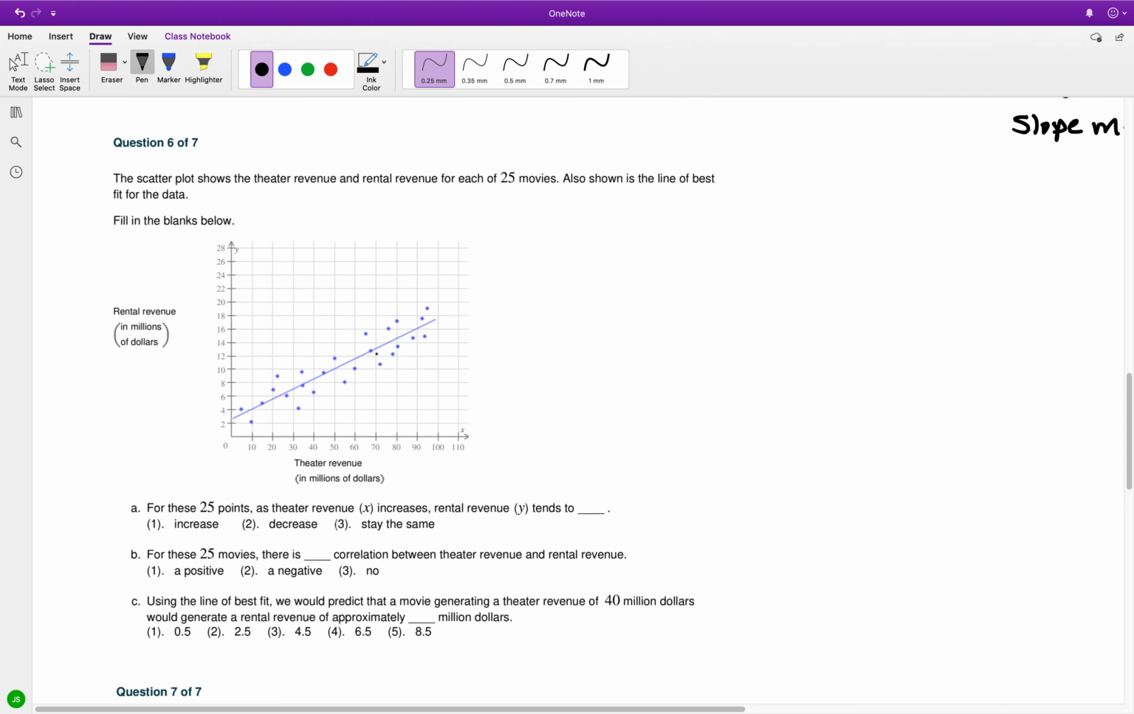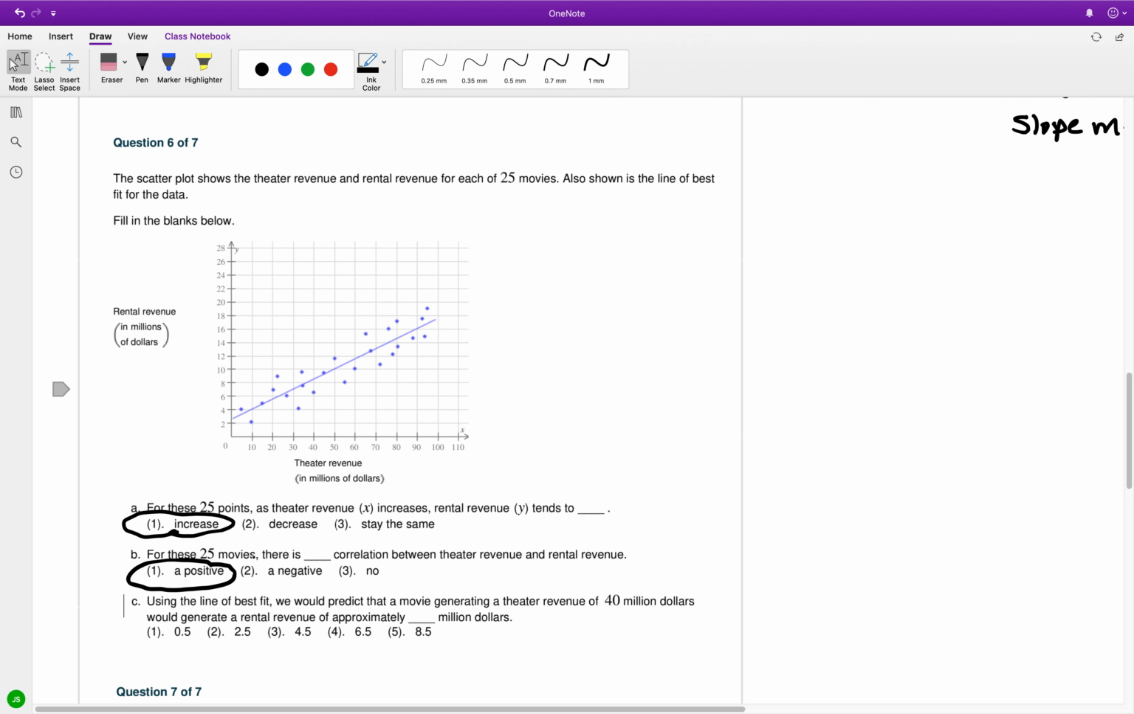If you notice, for this best fit line we have a positive slope. So as theater revenue increases, so does the rental revenue. In this case, it's going to tend to increase. Now it says that for these 25 movies, there is either a positive, a negative, or no correlation between theater revenue and rental revenue. In this particular case, since they're both increasing, we have a positive correlation.